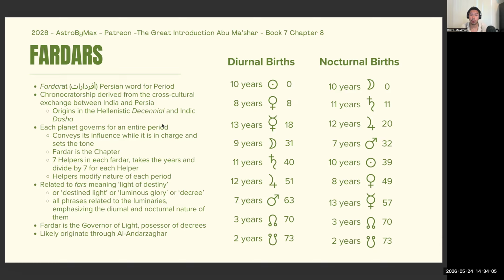And we're also told to examine that triplicity lord as well, of the destined light in the revolution frequently. So there's a lot of emphasis on the luminaries with this technique and the diurnal nocturnal nature of this technique as well. And it likely originates through Al-Andazakhar as well. It's understood that the Fardar is the governor of light, or it is the possessor of decrees. And so when we come to them, certain decrees happen in our lives.